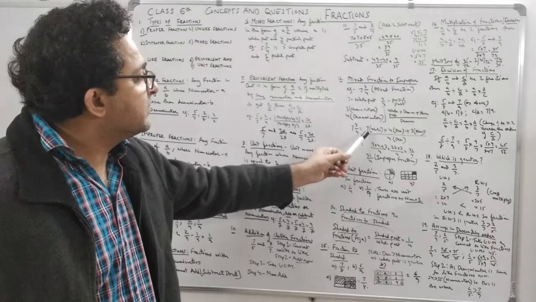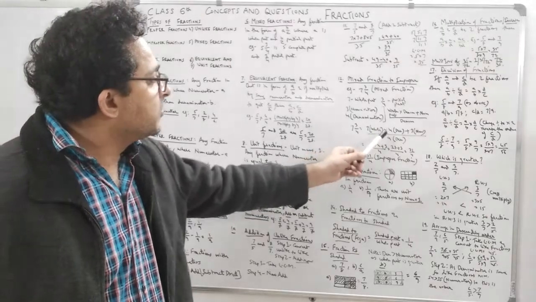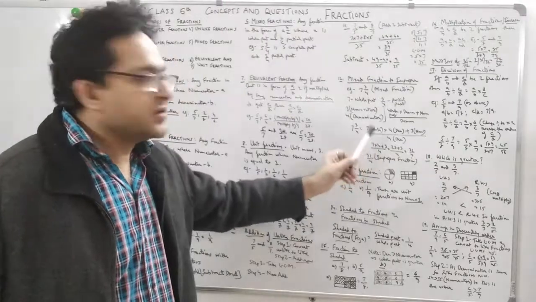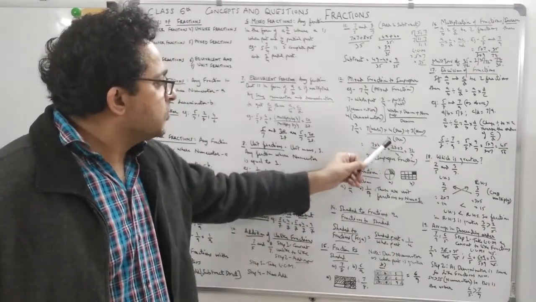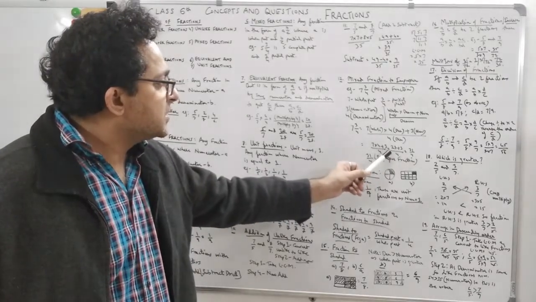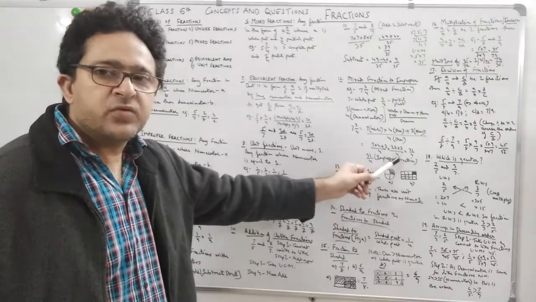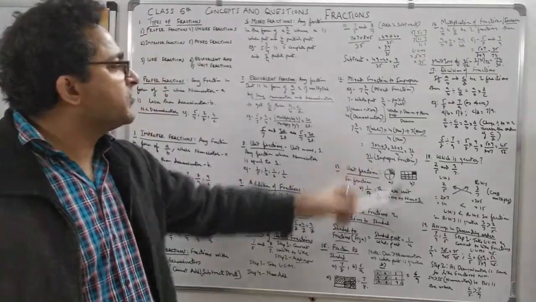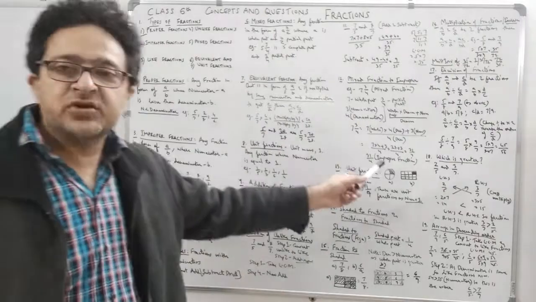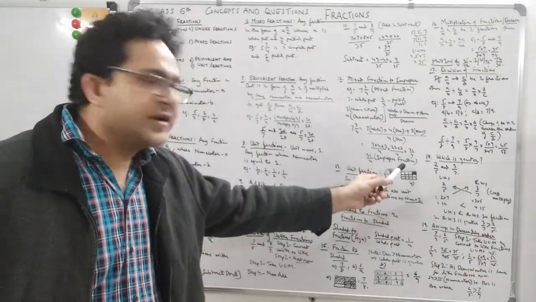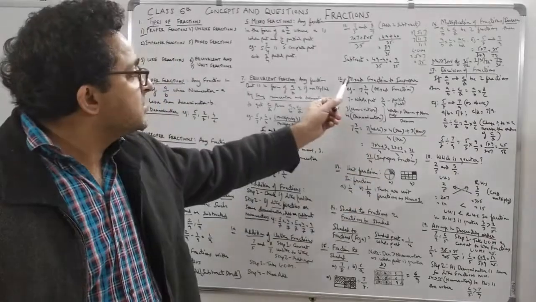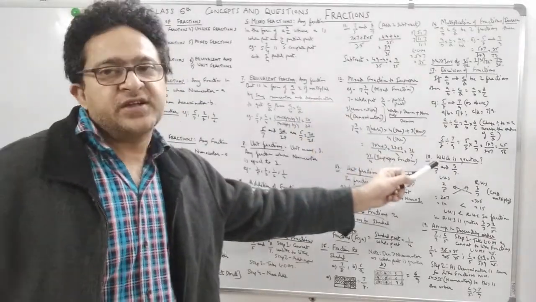7, 3 by 4. 7 is the whole part into the denominator which is 4, plus the numerator which is 3, upon the denominator. So this becomes 7 into 4 plus 3 upon 4, which is 7 fours are 28, plus 3 upon 4, which is 31 by 4. So 31 by 4 is an improper fraction. Why? Because the numerator is greater than the denominator. You can practically see here, 31 by 4. So a mixed fraction got converted to an improper fraction.